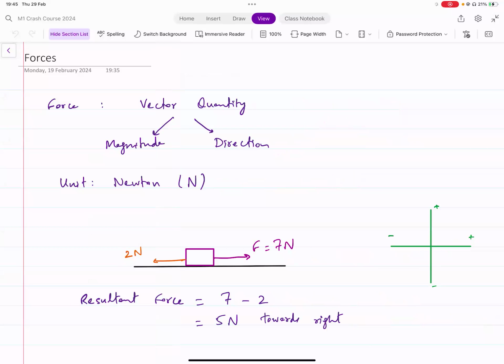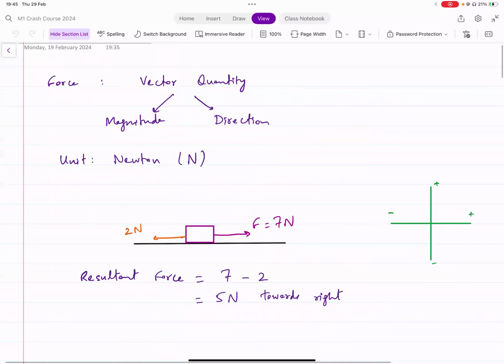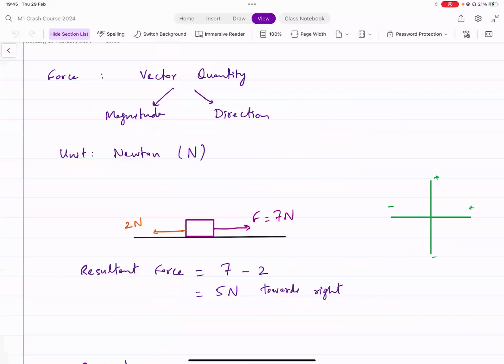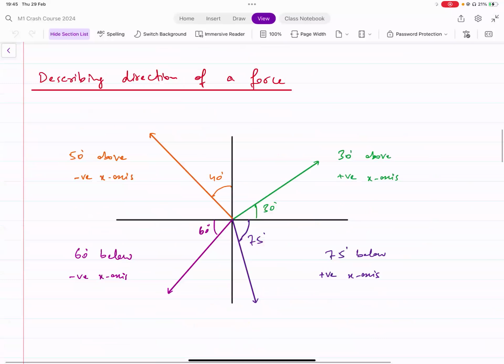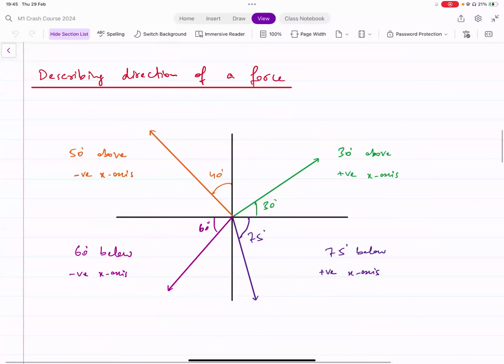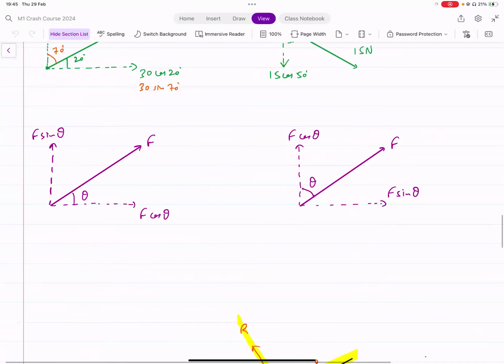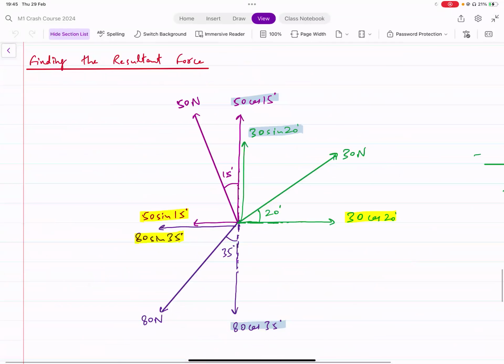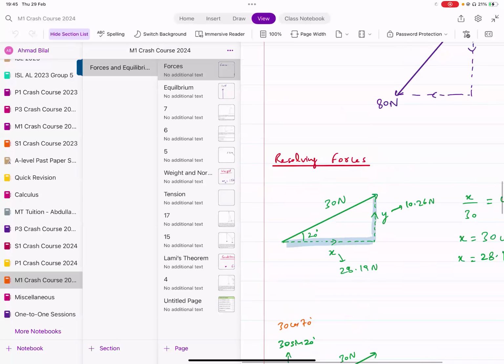Let's begin. So we have done forces. We are done with most of the concepts that we need to know about in forces and equilibrium. We've talked about what a force is. It's a vector quantity that has both magnitude and direction. Its unit is Newton. We talked about how to describe direction of a force. Then we talked about resolving forces and finding resultant force. Right? We're done with all of these concepts. We did some examples on that.